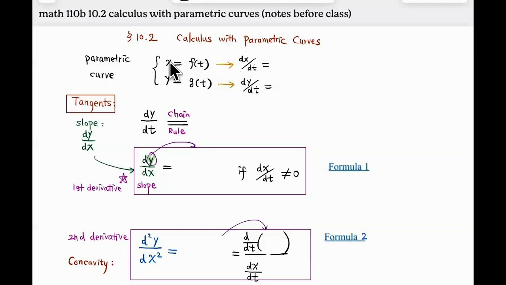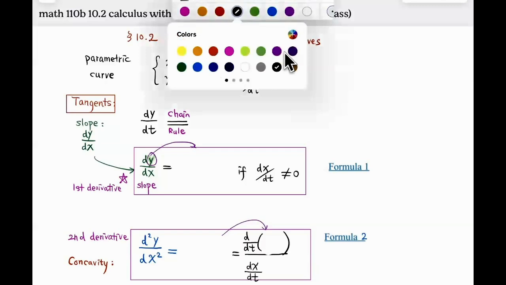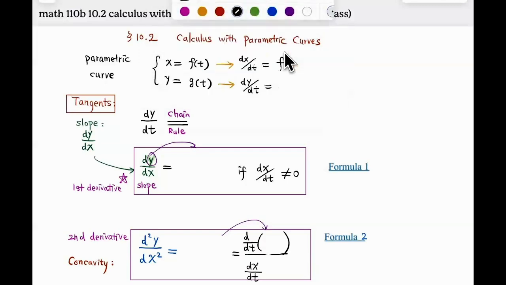So if x is a function of t, x equals f of t, what is dx/dt? dx/dt is the derivative of this function with respect to t, right? So that is going to be f prime of t. And dy/dt is the same as g prime of t. So these are different notations for the derivative.